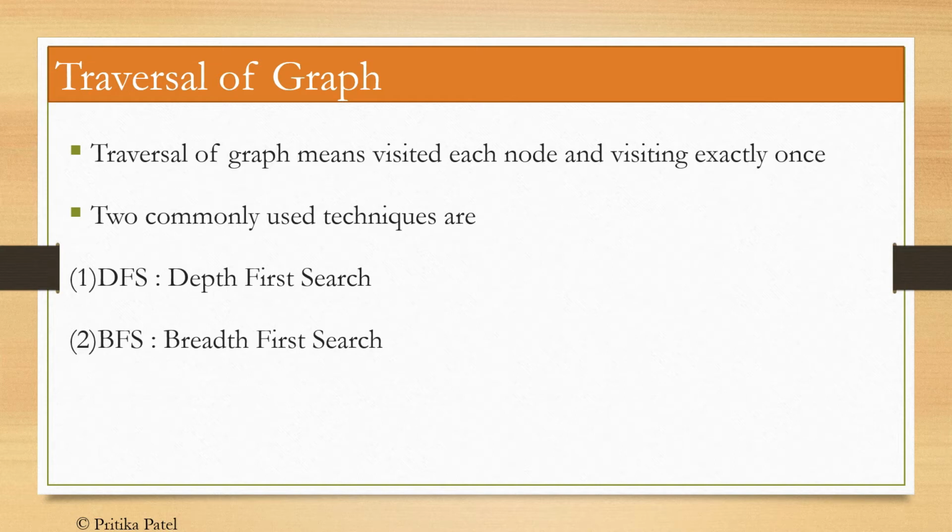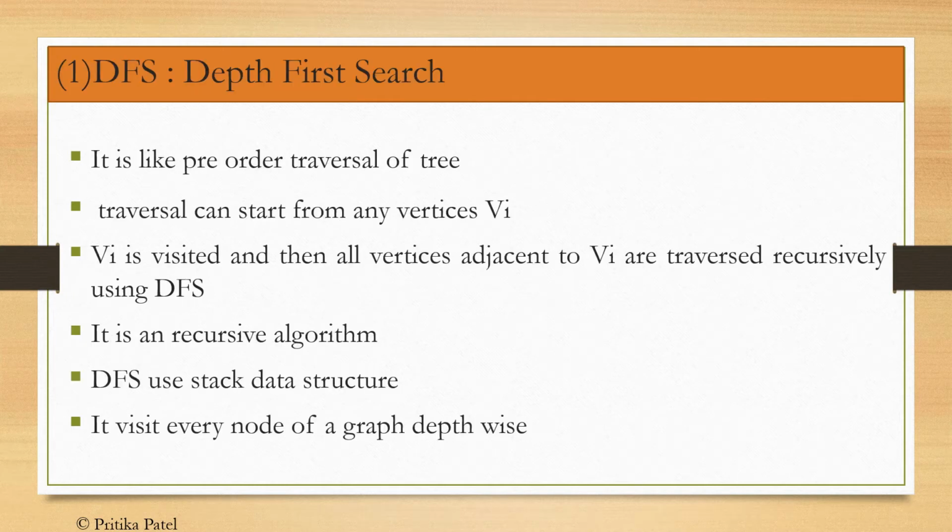For traversing a graph, there are two main techniques which are used. First one is DFS, that is depth first search, and second one is BFS, that is breadth first search. Now first one is DFS, depth first search. It is like pre-order traversal of a tree. So DFS is just like pre-order traversal of a tree.